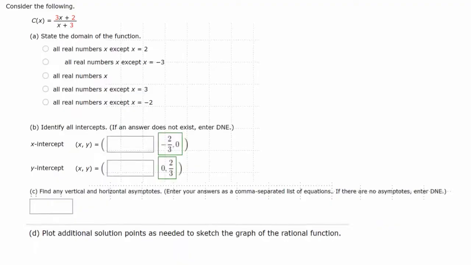Okay, all right, so let's look at another example. Let's look at this one. It's a little bit more complicated. We have c of x is equal to (3x plus 2) divided by (x plus 3). And we're going to answer the same questions: state the domain, identify the intercepts, find the vertical asymptotes, and plot additional points. And I gave the answers already for the x and y. No worries.